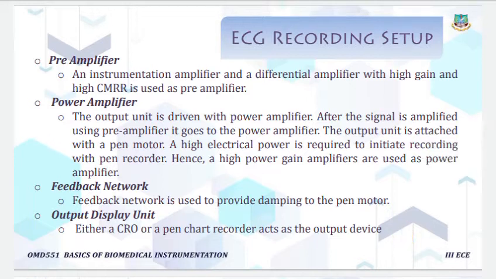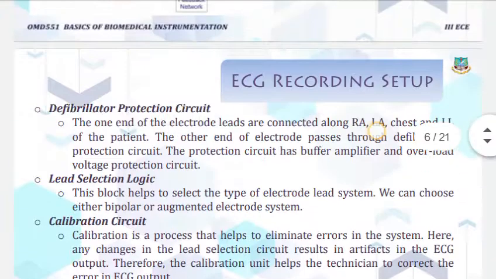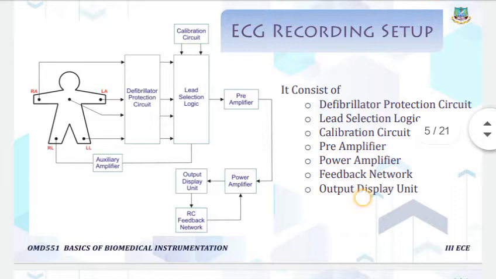Next, there is a feedback network, which is used to provide damping to the pen motor. Then the output display unit. It is either a CRO or a pen chart recorder, which acts as the output device. Hope you all understand this ECG recording system.